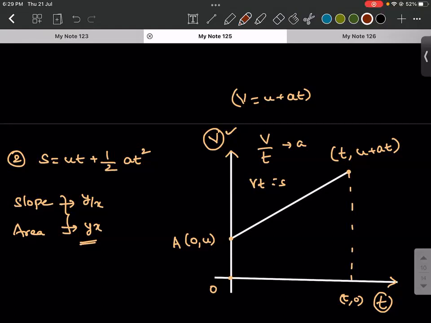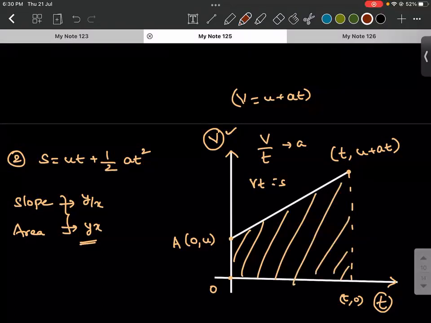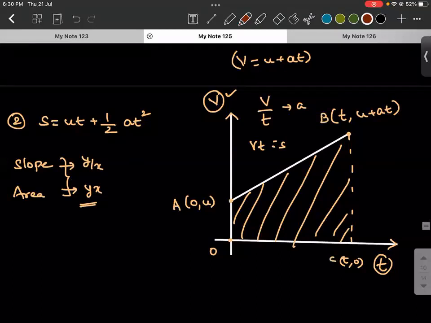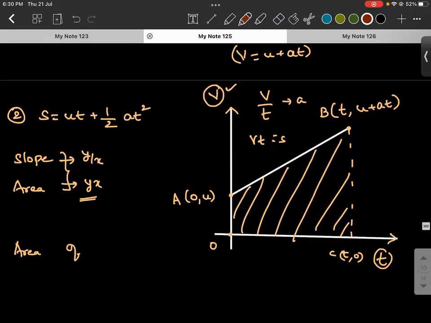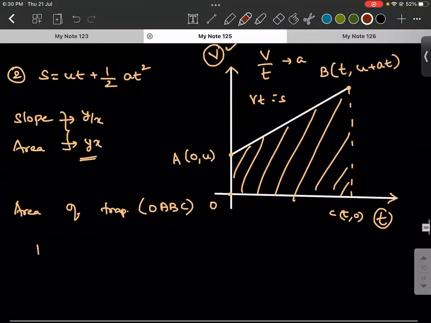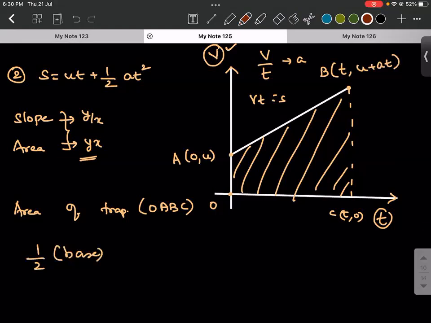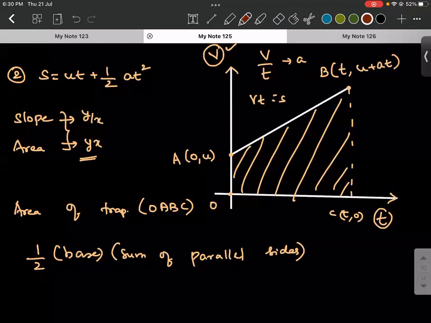Whereas the area under a velocity time graph, that is the product of y-axis and x-axis, v into t, will give you displacement. So whenever they give you a velocity time graph and you're asked to calculate the displacement, what are you supposed to do? Find the area made by the curve with the x-axis. If you're able to find this area, that will give you the displacement. Let me call this point B and this C. The area of trapezium OABC is half into base into sum of parallel sides. This is the basic formula for the area of a trapezium.